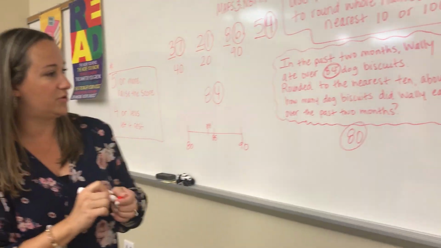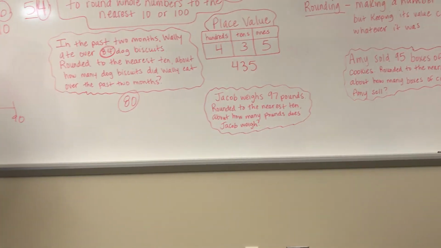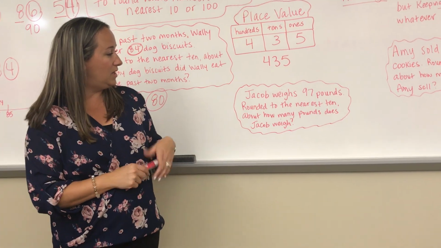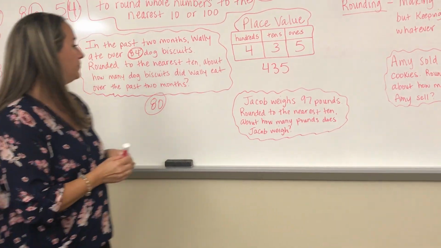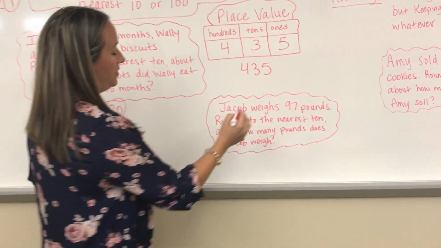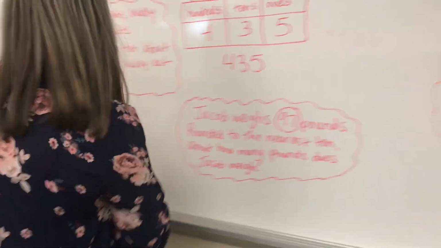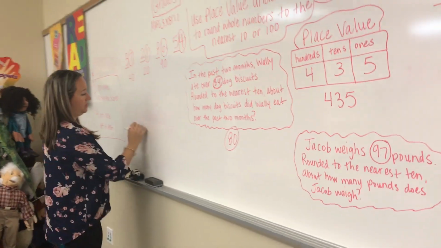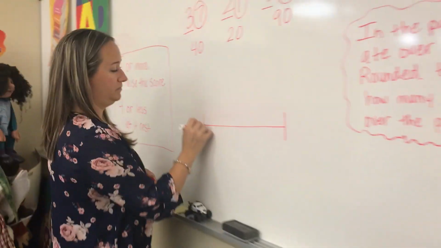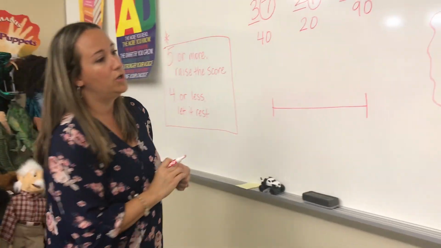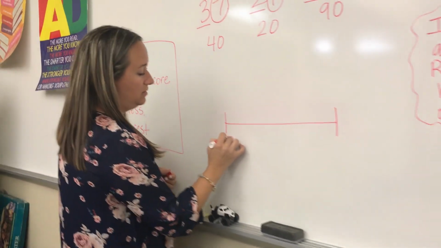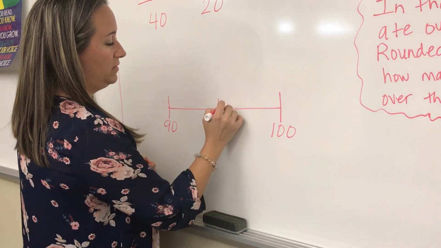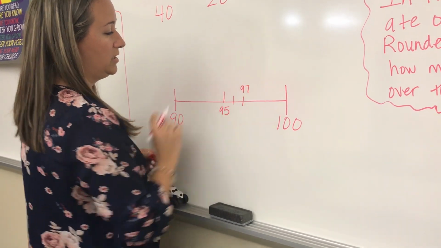Okay, we have another problem here. Jacob weighs 97 pounds. Rounded to the nearest 10, about how many pounds does Jacob weigh? Okay, so the number that we're looking to round is the 97. We're going to draw our number line, and we're either going to go to 90 or 100, with 95 in the middle. 97 will fall right here.